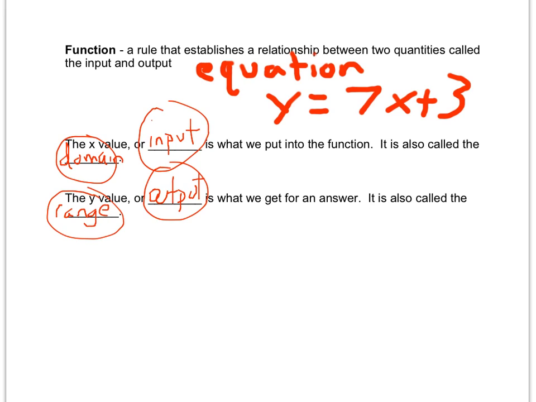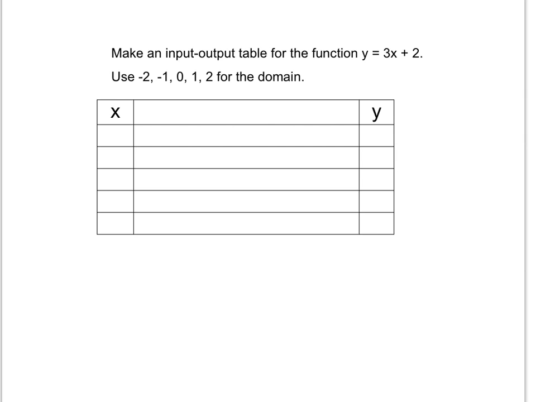Now let's talk about what all that means. This is our second objective. Make an input-output table for the function y = 3x + 2. They're telling us to use these numbers for the domain. Your book assignment is not going to tell you to use those numbers. The reason I'm having you use them is that when we start graphing later during the school year, you're going to use those five numbers every single time.